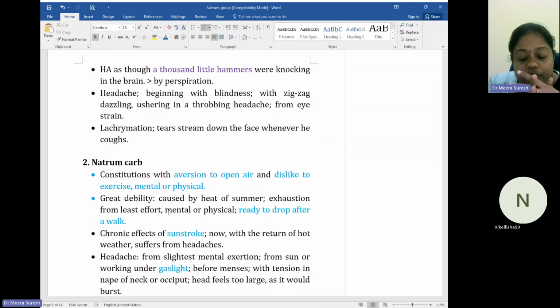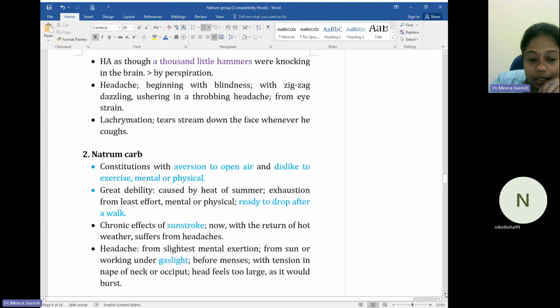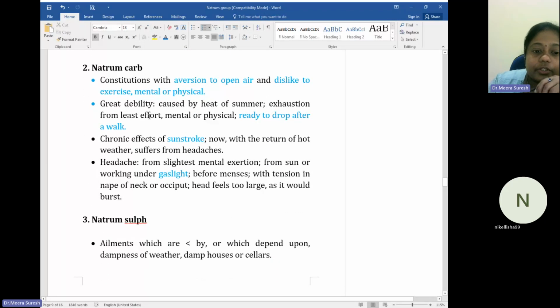But you know other remedies for sunstroke, you remember? Glonoine. Yes. Another one is also with G. Gelsemium, and also Lachesis. Yeah, these are some important sunstroke remedies. So for complaints from sun, Natrum carb is also there.